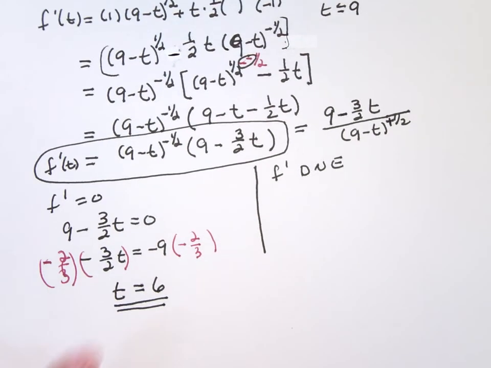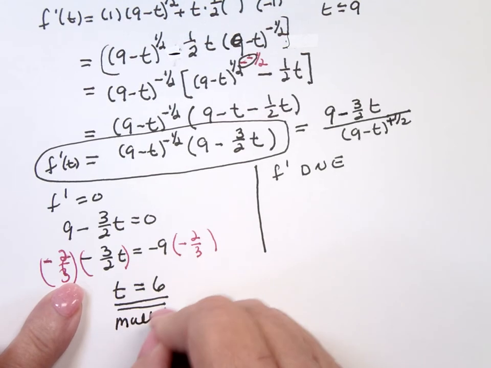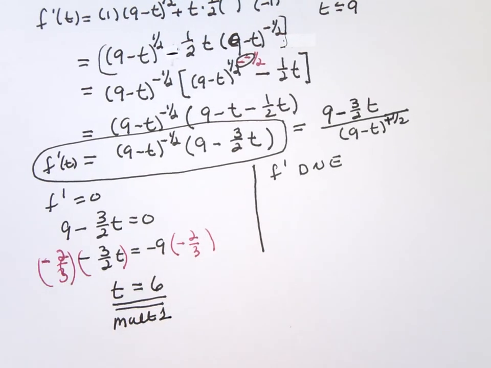That's your potential max or min right there. And by the way, what multiplicity is he? He's multiplicity 1 because he only appears once. That says he is a maximum or a minimum. Why? Because you know there's going to be a sign change across multiplicity 1 in f prime.